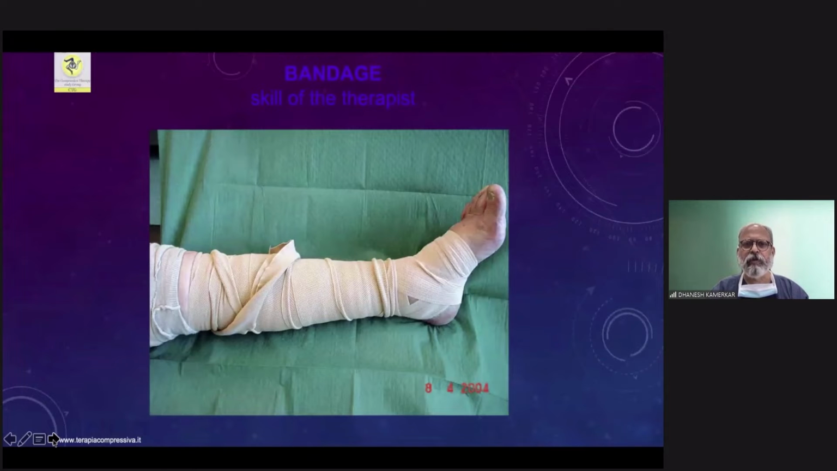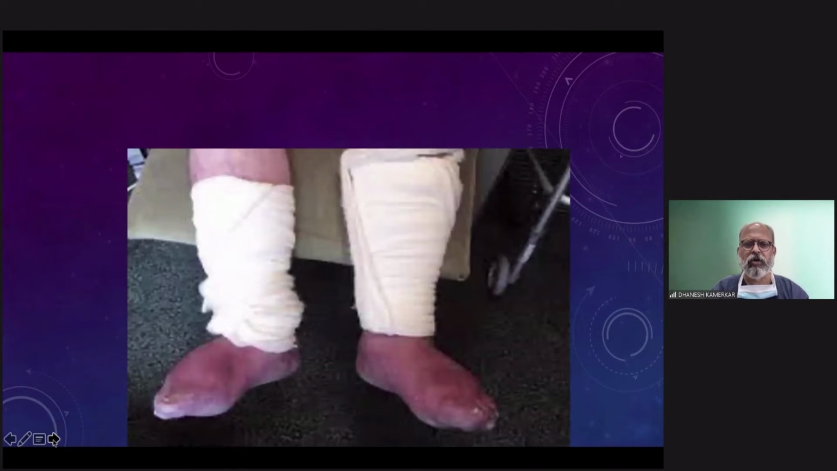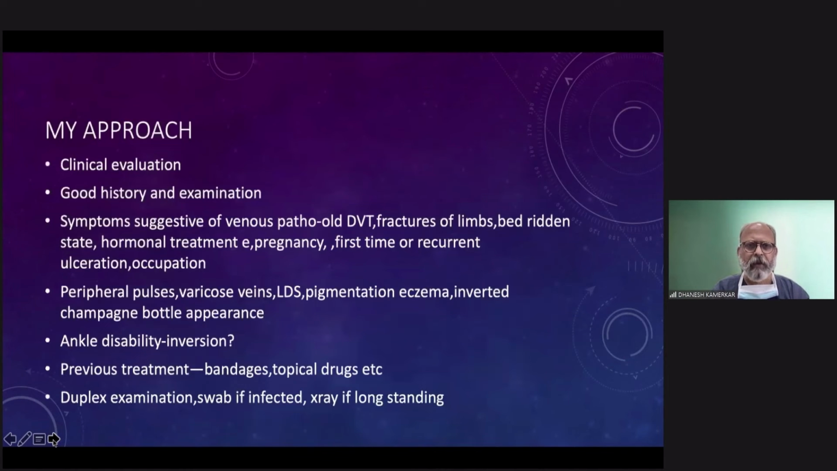Many times we get these patients referred with these kind of bandages. At the end of the day, the therapist's skill is really key and important in how to put the bandages on. Sometimes you see such kind of bandages as well. My approach: clinical evaluation is most important. There's a need to take a good history and examination.